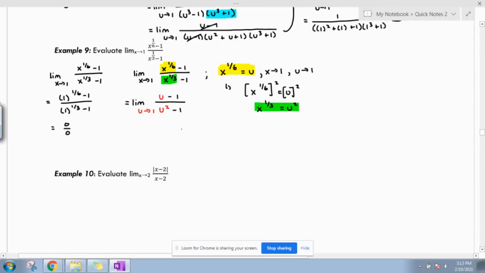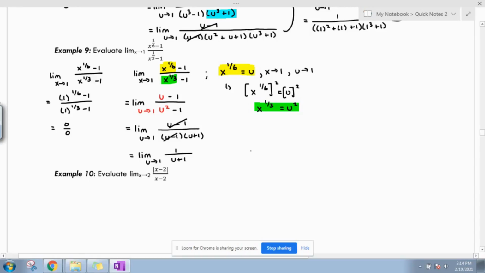So for this limit, again, we notice I can factor. That's going to give me the limit as u approaches 1, and I'm going to do u minus 1. And then at the bottom there, that's u minus 1 and then u plus 1. I notice right away that I can cancel some things out. So I'm going to do exactly that: u minus 1 and u minus 1. That's going to leave me with the limit as u approaches 1 for 1 over u plus 1.